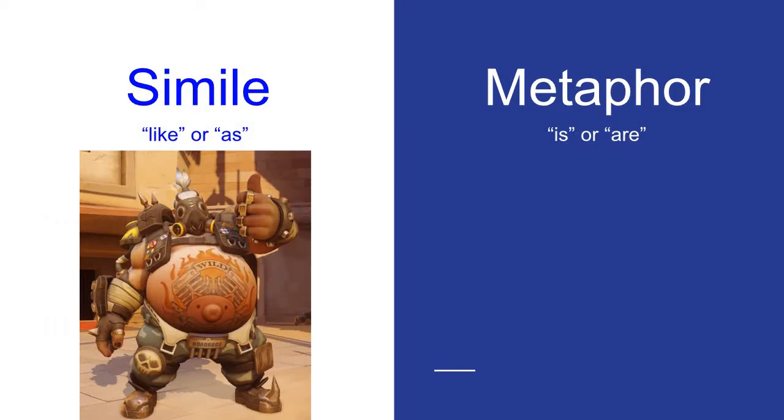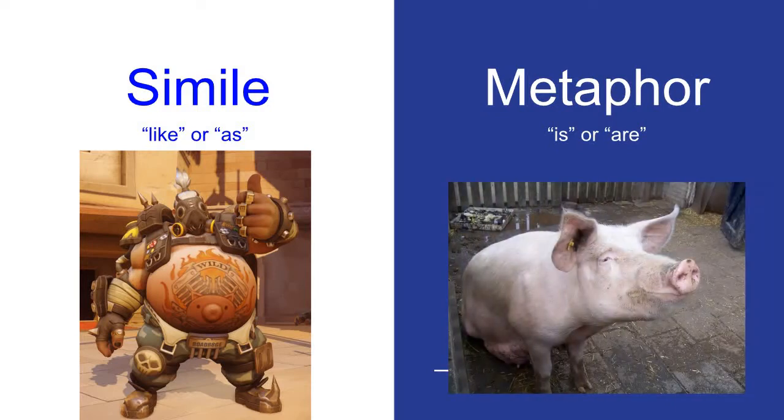Let's look at another example and see how strong metaphors can be. Here we have Roadhog, a popular character in the game Overwatch. We could use a simile to describe him. Roadhog is like a pig, and we can imagine those similarities. But if we said Roadhog is a pig, the metaphor, well, it leaves less to the imagination.